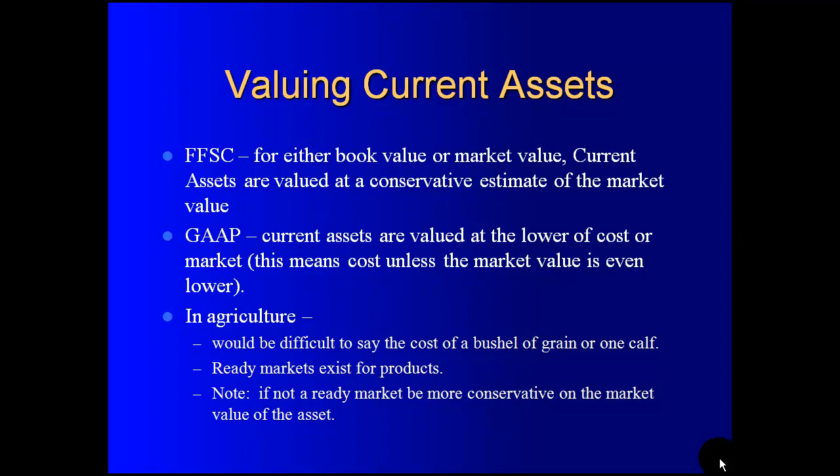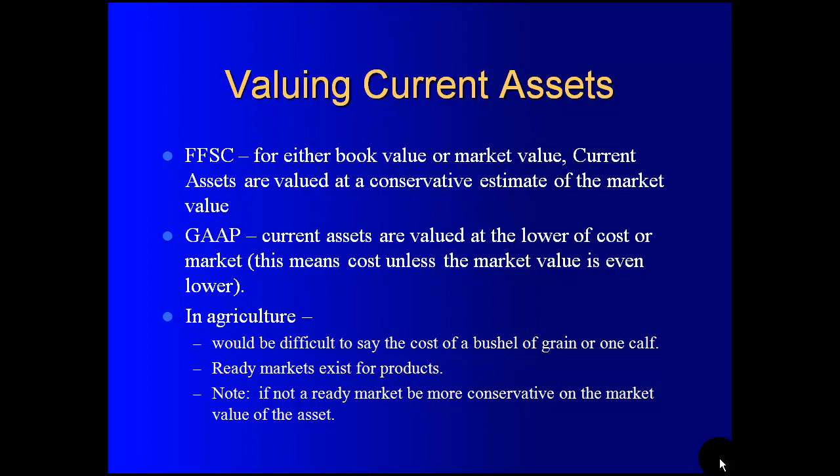So if we followed this, those potatoes on your balance sheet at the end of the year that you haven't sold yet, you'd have to figure out what is the cost you have into them and then value them on the balance sheet at that cost, or if the market value is lower, the market value. The same with the calves. This would be difficult in agriculture because we don't really know what it costs to produce 1 calf or 1 bushel of grain. We've got a lot of different costs into them.